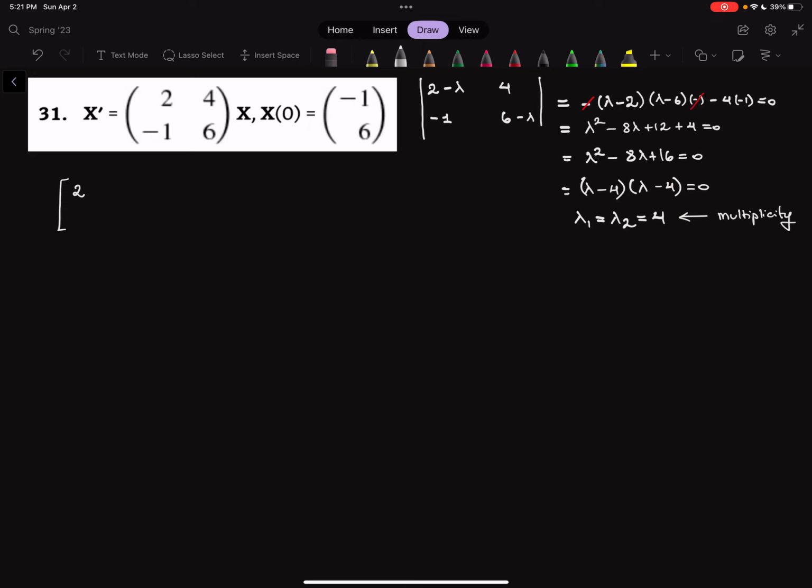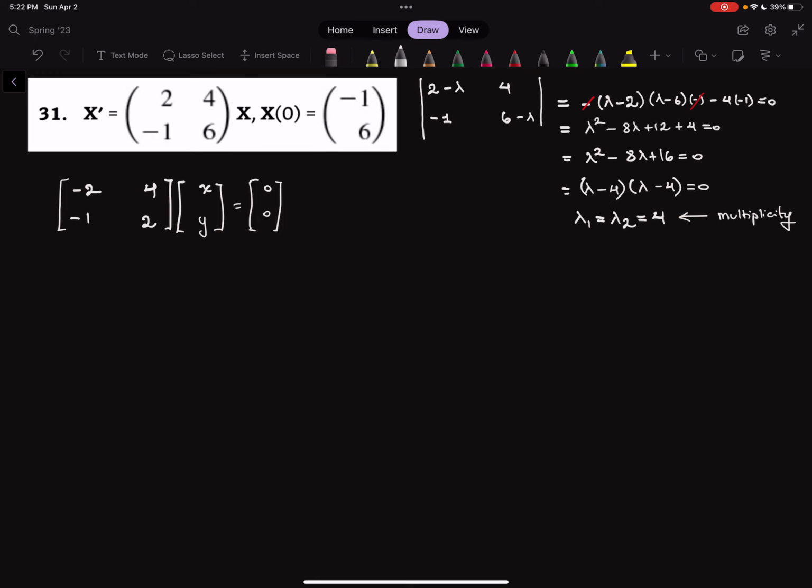So 2 minus lambda, which is 4. 2 minus 4 is negative 2. 4 stays the same. Negative 1 stays the same. 6 minus 4 for the second row, second column. 6 minus 4, that's equal to 2. And then from here, we're going to have our x, which we'll call x and y, and we know that that has to be equal to the 0 vector.